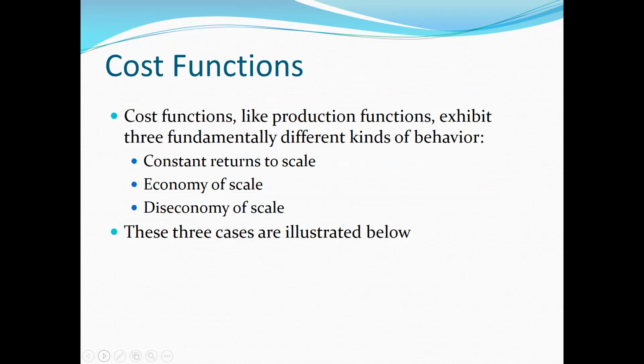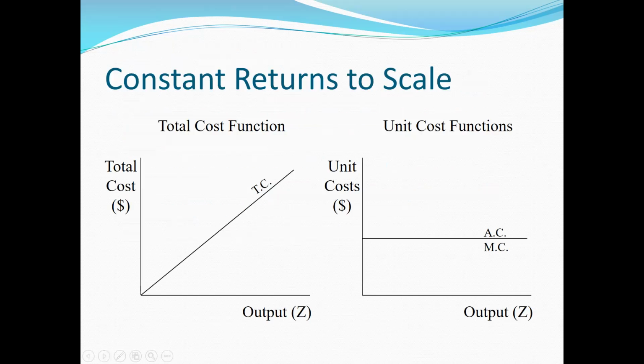Cost functions, like the production function, exhibit 3 fundamentally different kinds of behavior. One is constant returns to scale, then economy of scale, and then diseconomy of scale. So let's show you all these 3 cases. Constant returns to scale means your total cost function is completely linear. Your cost goes up in the same proportion as you increase the output.